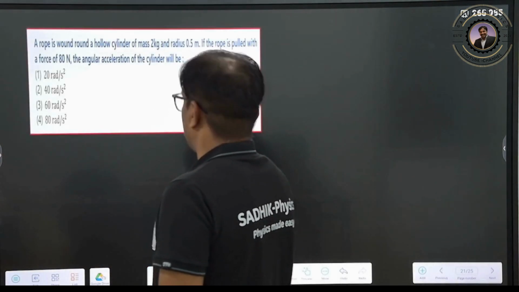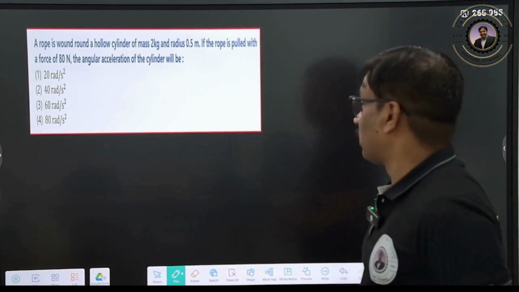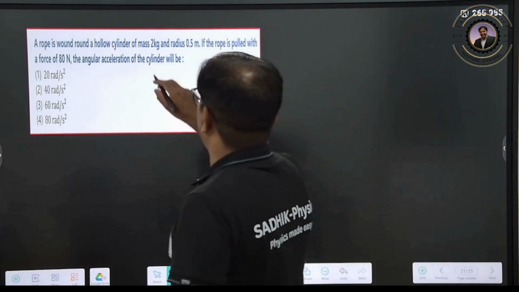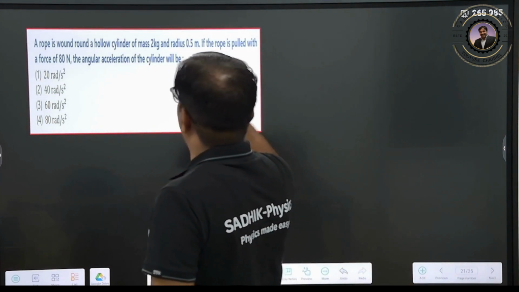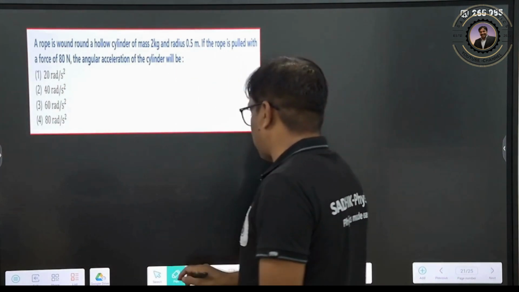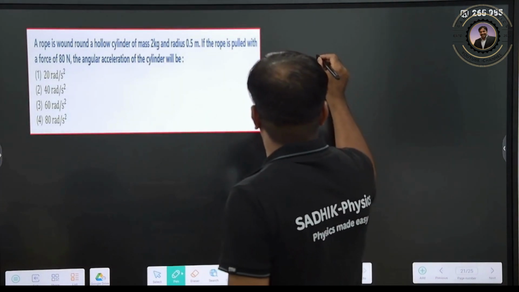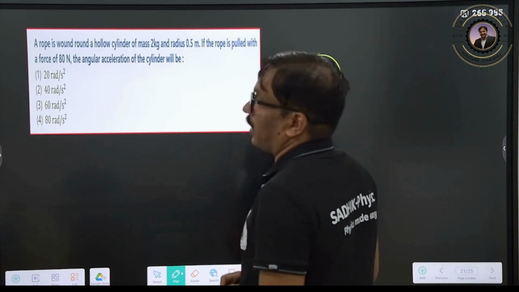Now, a rope is wound around a hollow cylinder of mass 2 kg and radius as given. If the rope is pulled with a force of 80 Newton, find the angular acceleration of the cylinder. This also is a simple question. So assume that this is a cylinder.